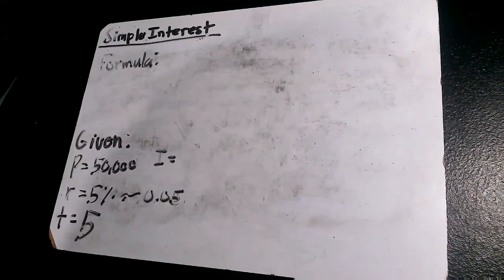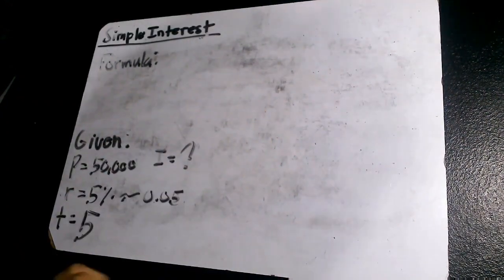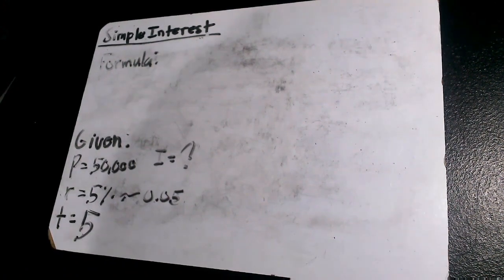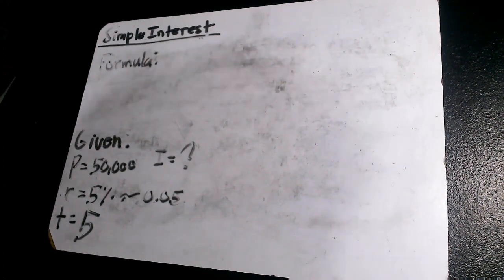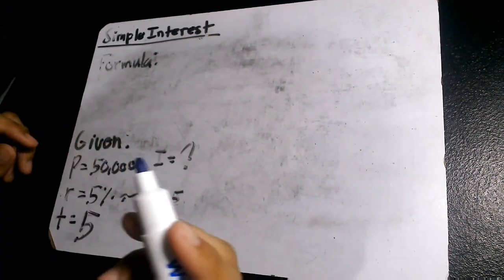Since I, or interest, is missing, the formula should be about finding I. Example formulas have already been given earlier in the video. This is the formula. I'm using a new marker since the marker is already derived.